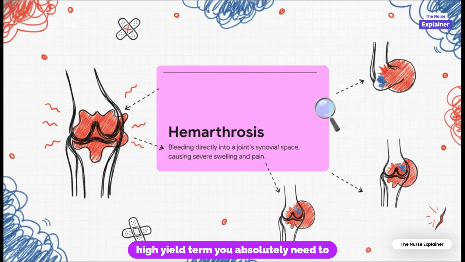Now, a really high-yield term you absolutely need to drill down on is hemarthrosis. This is the primary threat for these patients. We're not talking about a scraped knee here. We are talking about bleeding directly into the synovial space of a joint. It usually hits the knees, the elbows, or the ankles. This internal hemorrhage into the deep tissues causes severe localized swelling, pain, warmth, and if you don't manage it swiftly, it leads to progressive, permanent joint contractures.